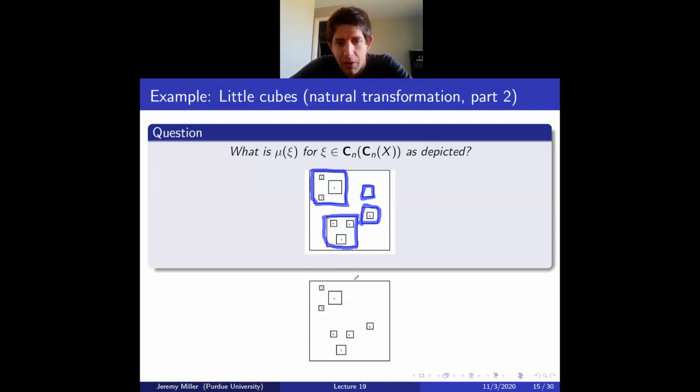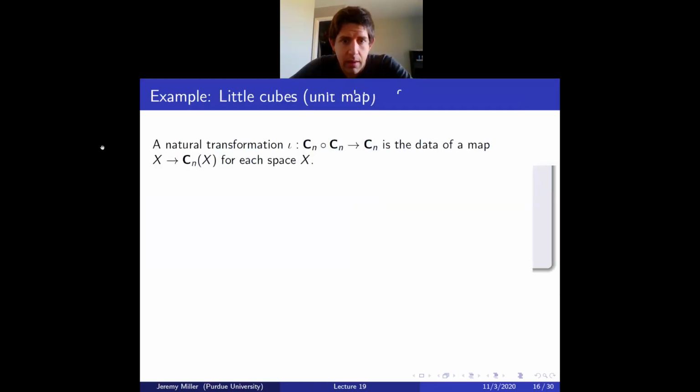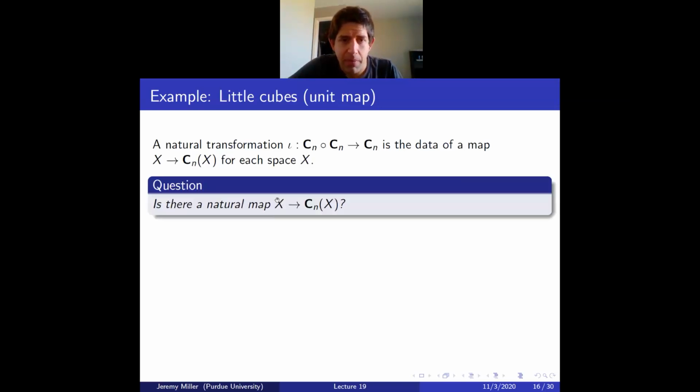I guess it depends if you count the big cube as a cube. I was going to say the outer cube, but maybe I should say middle cubes because there are 3 layers. Yeah. And then, you know, what's the unit? So we need a map from X into CNX.